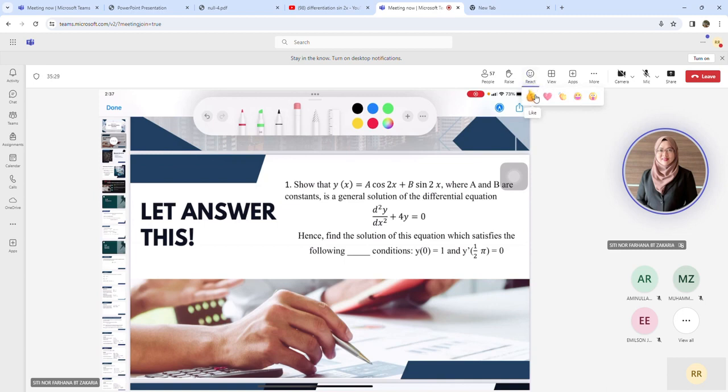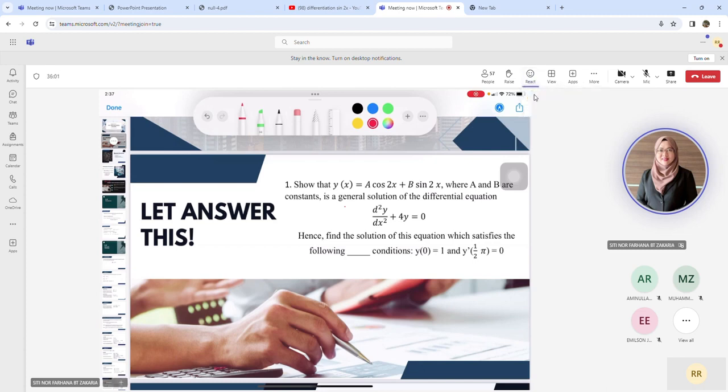Next week is Raya, right? We will discuss on the 18th, after Raya. And since on the 18th we already have a physical class, face-to-face class, I will call the name of one of you to write down your answer in front.